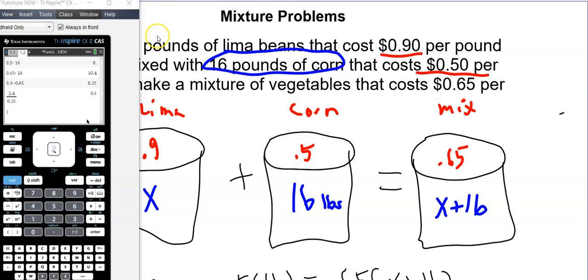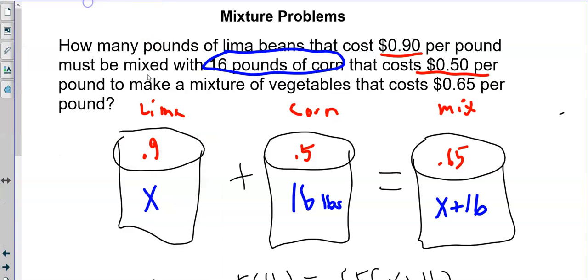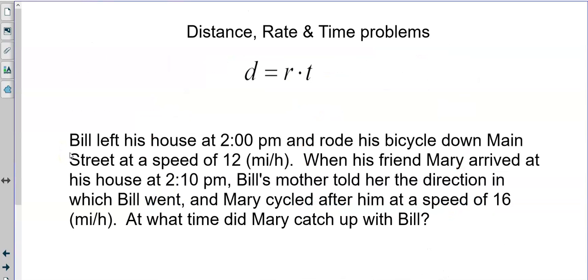Just see what the question asks for. It says, how many pounds of lima beans? So that's 9.6 pounds would be the answer. 9.6 pounds. You would add the units there in that case.